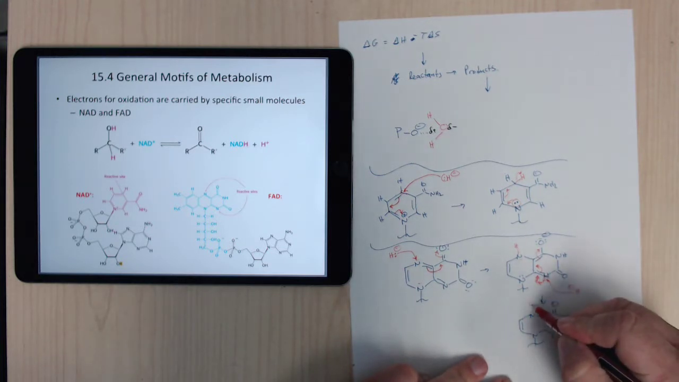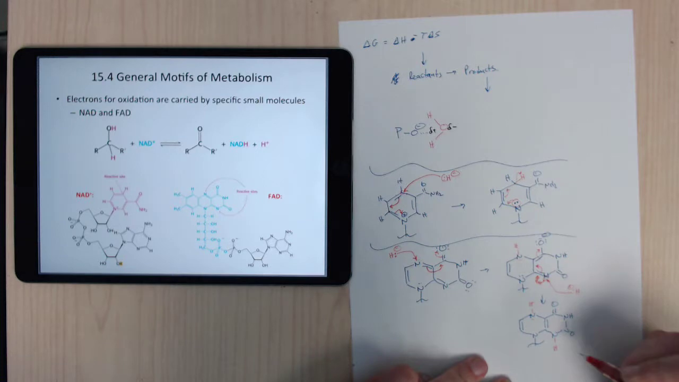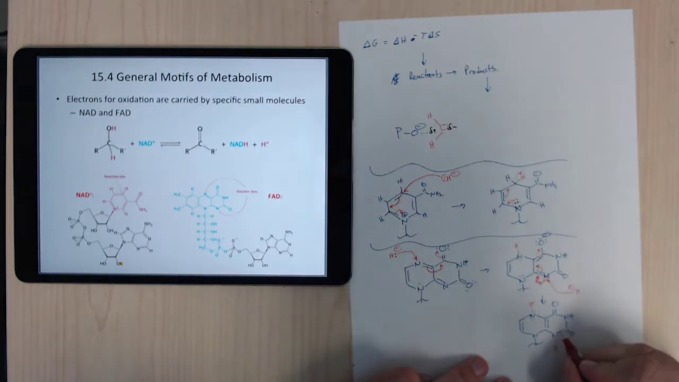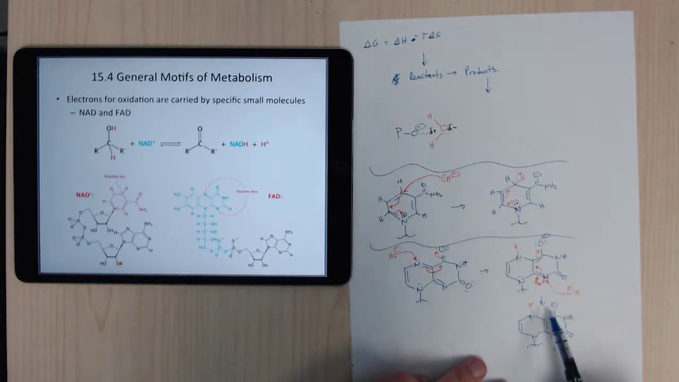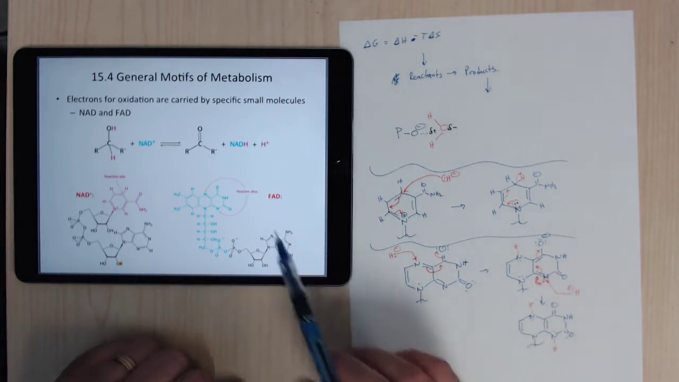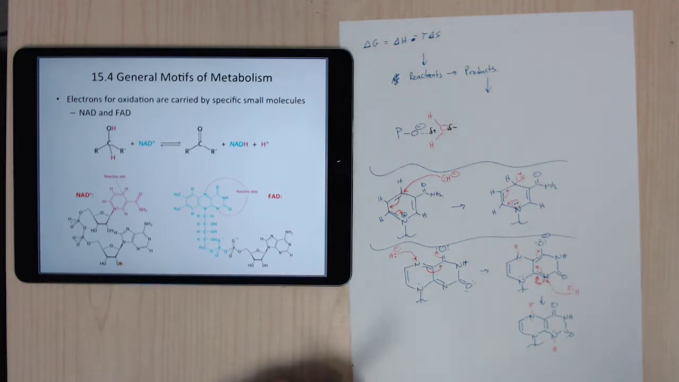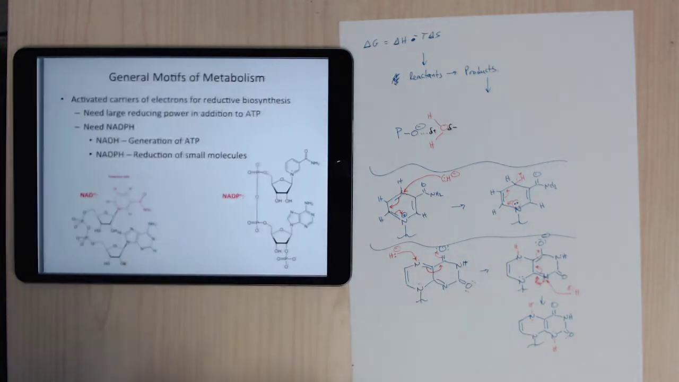So you end up with a hydrogen here and a hydrogen here. And so if you want to get rid of this, and you have the amide back and so on, these hydrogens can go and do what you need to get done. And so the FAD can actually pick up two hydrides, but it still works similarly.